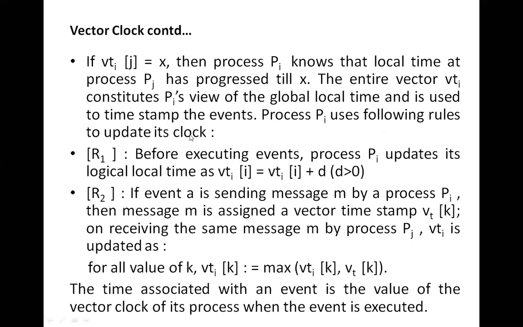Now, the algorithm works in this fashion: suppose Vti[j] is equal to x, that is, the timestamp j is equal to x. It means the process Pi is able to know that the local time at the process Pj has progressed till x. If the value is 1, it means the local process has just initiated one event. If x is equal to 2, it means one event has occurred before that in the process Pj.